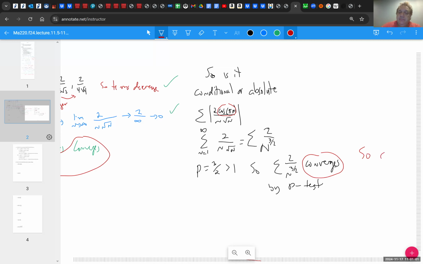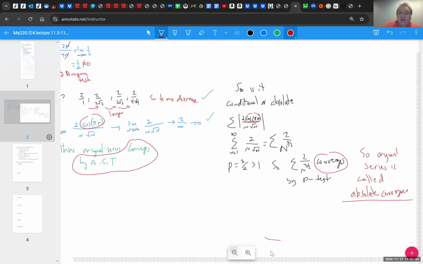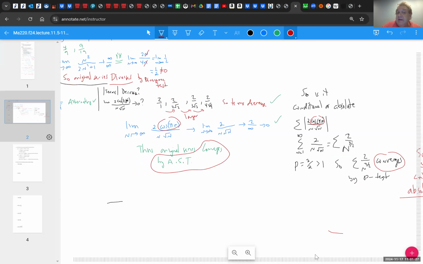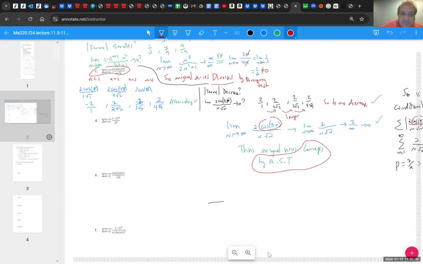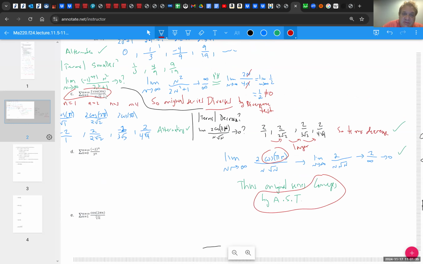So the original series, maybe I should write it down, but I'm just too lazy right now, is called absolute convergence. All right, so this is an example of absolute convergence. We had an alternating series which converged, and with the negative signs, it still converged. And so this original series, if I can scoot over here a little bit, maybe zoom in a little bit, this was example little c. This 2 cosine pi n over n root n is an absolutely converging series.